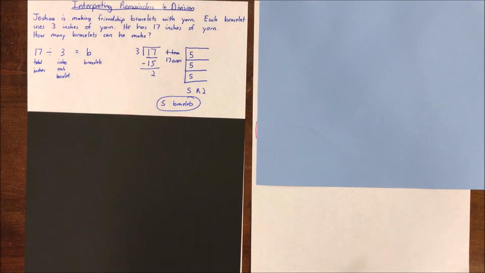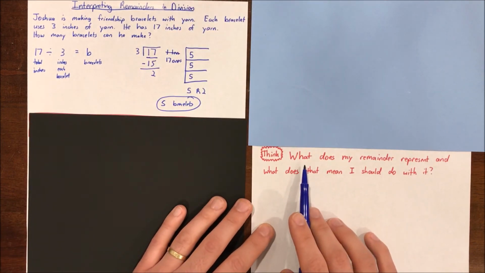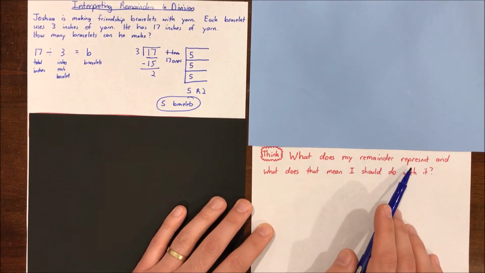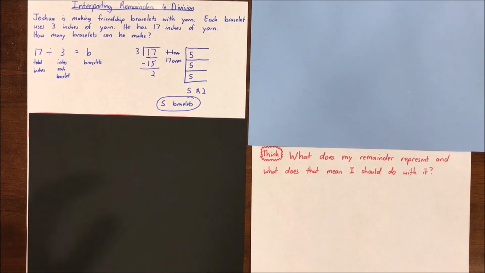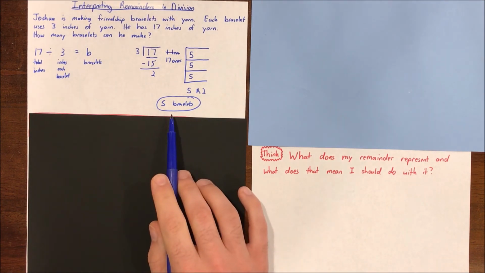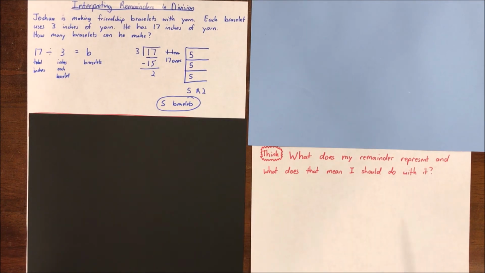And this is something that happens sometimes in division problems, right? Sometimes we have remainders, and so we have to think, read it with me, what does my remainder represent, and what does that mean I should do with it? Great. And what did we do with the remainder in this problem? Did we include it in our final answer? Why or why not? Say it out loud.